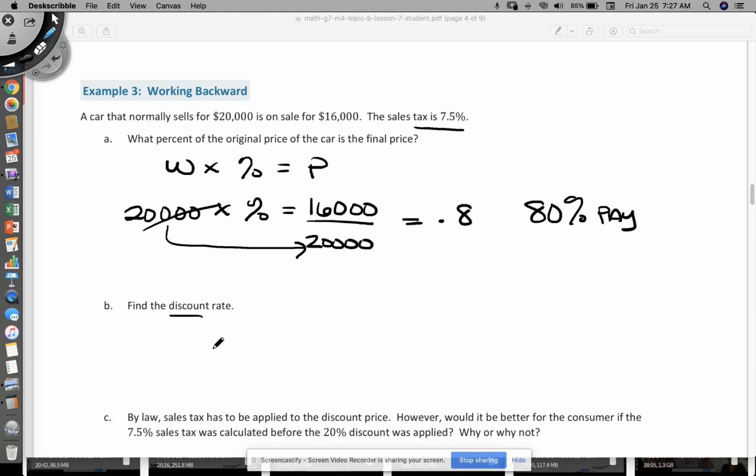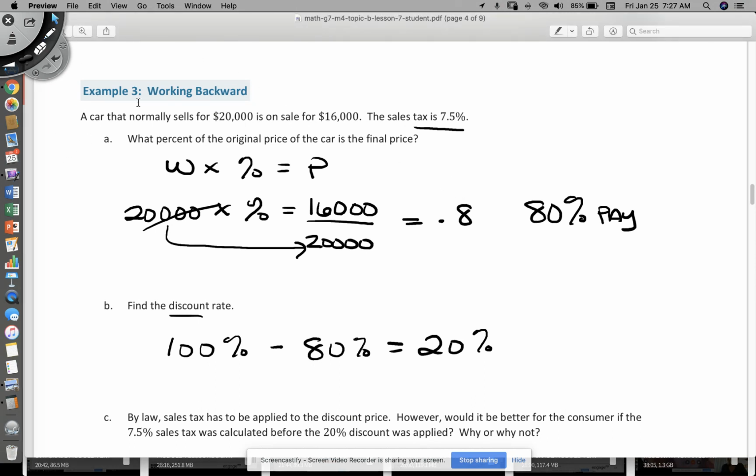What is the discount now? So that's when you take 100%, subtract it from the 80%. So how much was the actual discount on this car? It was 20%. And you have to think logically. They're not going to take a car, $20,000, and mark it down 80%. That would be crazy unless it was like falling apart. Okay? They're going to mark it down 20%.